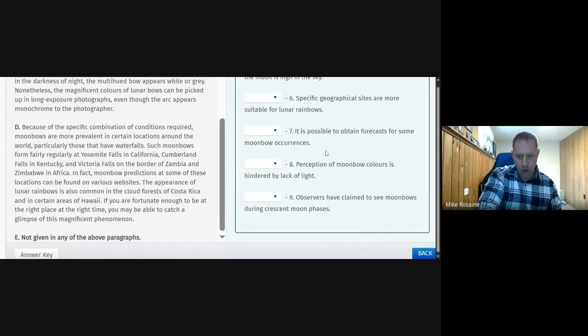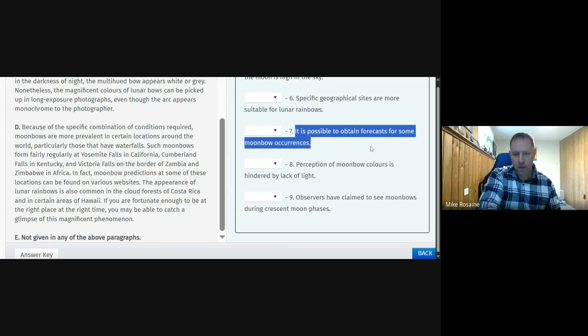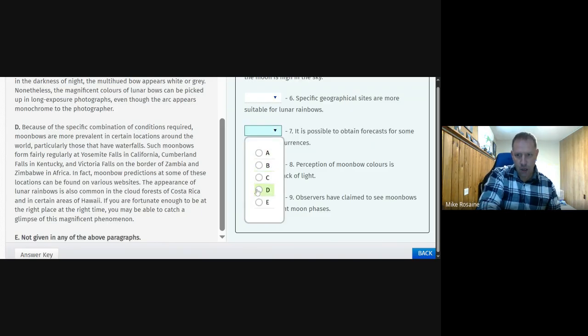So can we now try to look for some idea about this word, without reading, but just looking quickly? Oh, what's this word? Predictions. And here it says, in fact, moonbow predictions at some of these locations can be found on various websites. And back, what was our sentence? It is possible to obtain forecasts for some moonbow occurrences. Ah, found it. Forecast is a prediction. Answer is D. Okay, so that's two D's in a row. 6 was D, 7 was D.